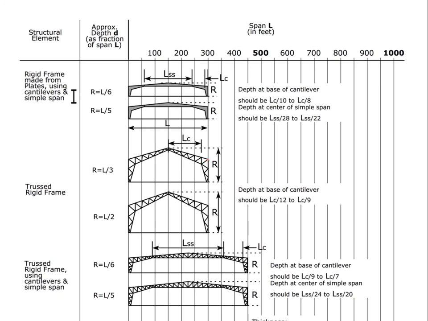In other words, this depth is typically deeper, and that's classic when you go from solid web to trussed web, that the webbing elements in the truss are more stable relative to lateral buckling, and as a consequence, the truss-like structure is always deeper. That's the logical response. So instead of L over 10 here, which we saw for solid webs, we see L over 9, and instead of L over 14, we see L over 12 for that cantilever.